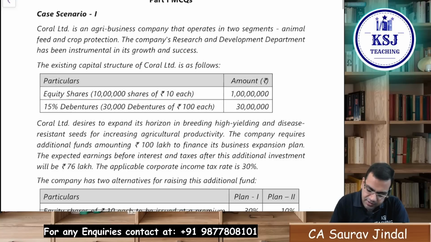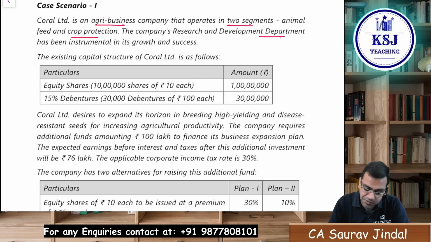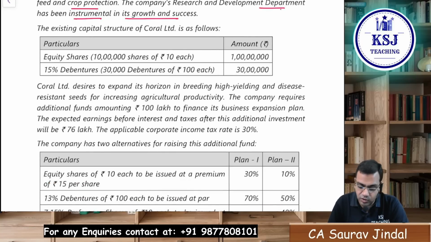Let's start with the case scenario. Coral Limited is an agri-business company that operates in two segments, animal feed and crop protection. The company's research and development department has been instrumental in the growth and success. The existing capital structure of Coral Limited is as follows. Equity share capital 10 lakh shares of 10 each, 1 crore rupees. 15% debentures, 30,000 debentures of 10 each, 30 lakh rupees.